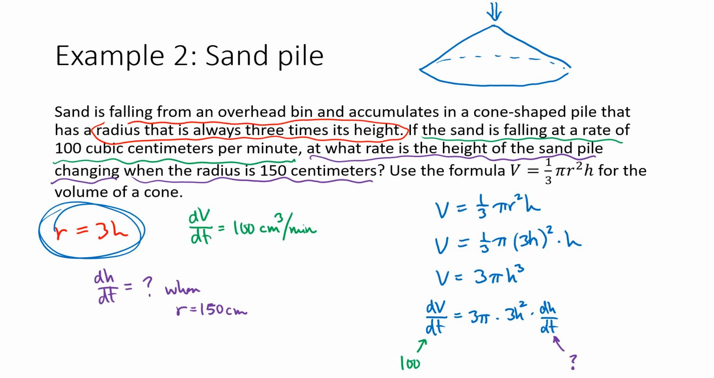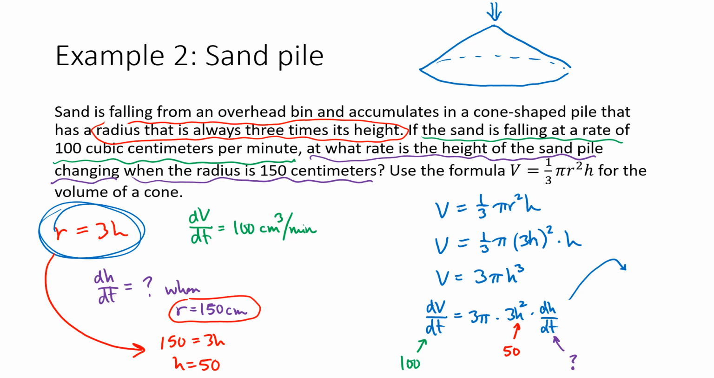But now what's h? They didn't tell me that. They told me that r was 150, but they didn't tell me what to plug in for h. So now's where I've got to use this relationship one more time. I know that r is 3h, so 150 is equal to 3h, so h equals 50. And so that's what I'm going to put in here for my h.